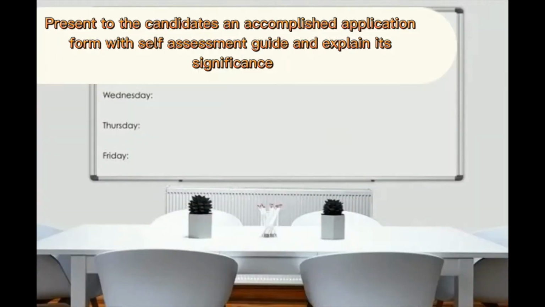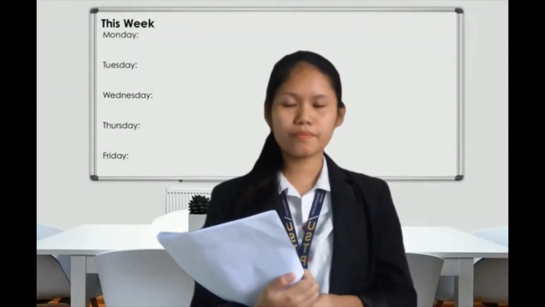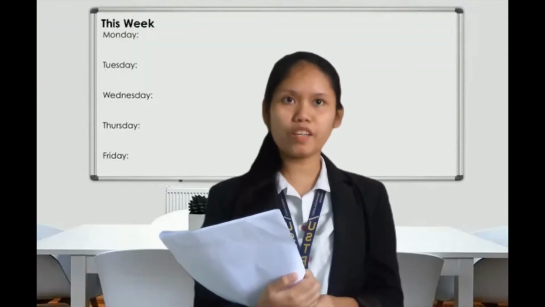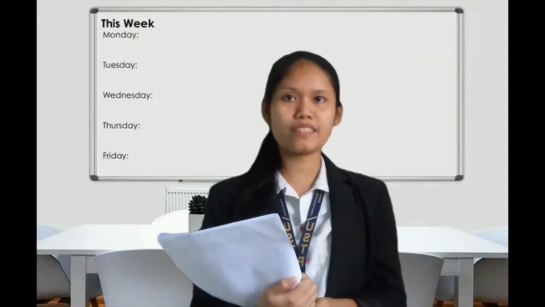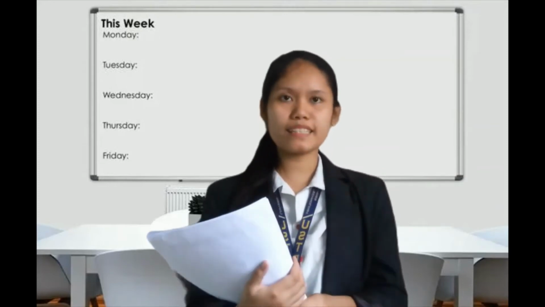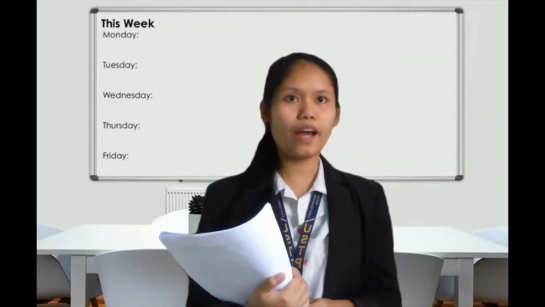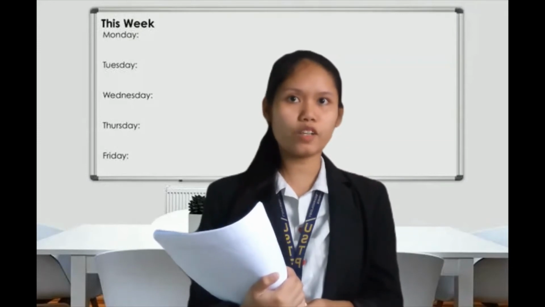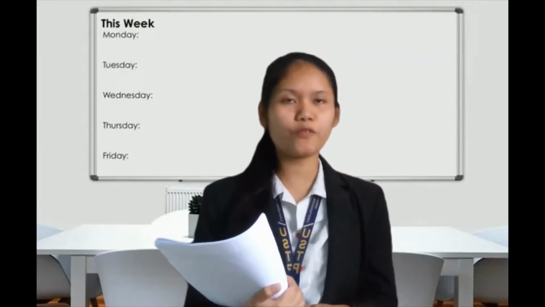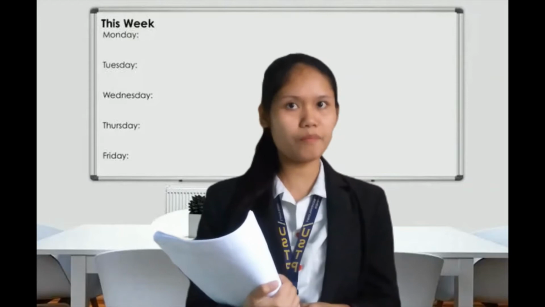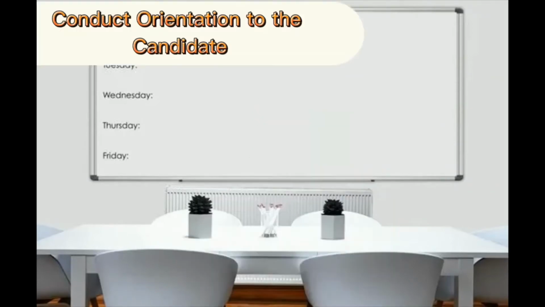Present to the candidates an accomplished application form with self-assessment guide and explain its significance. I have here with me your accomplished application form and self-assessment guide. This is an indication that you know and can perform all the units of competency enumerated for electronic products, assembly, and servicing NC2.